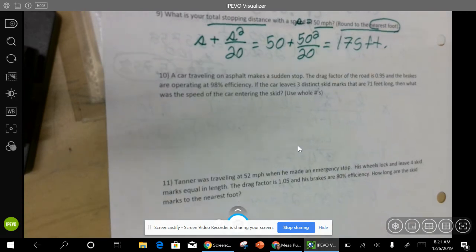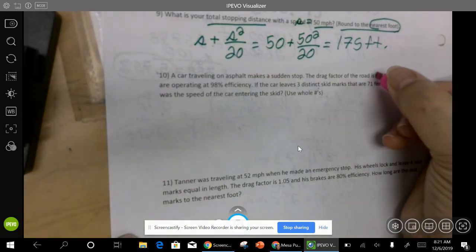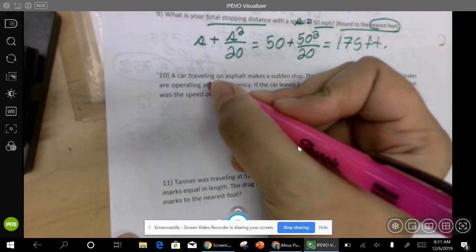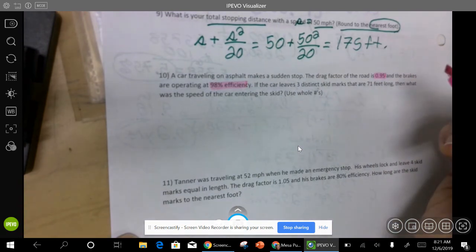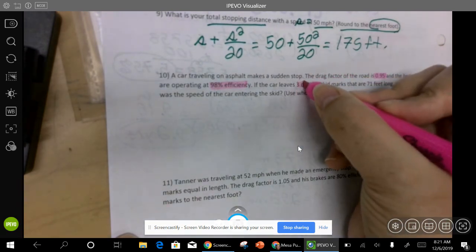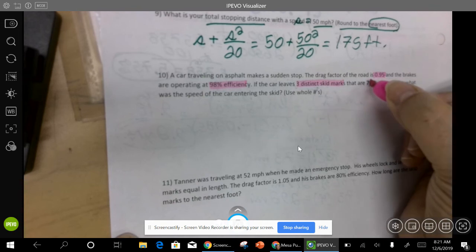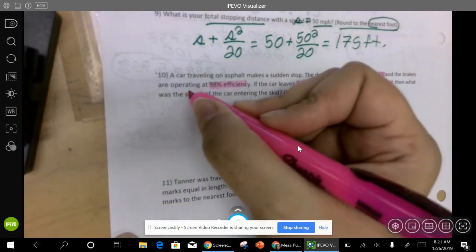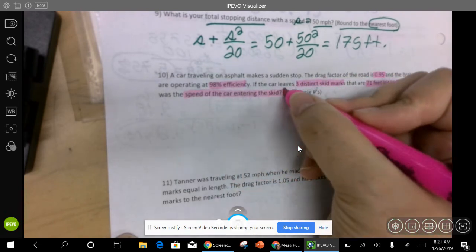Okay, so this one, everybody, we're going to be using our formulas. A car traveling on asphalt makes a sudden stop. The drag factor is 0.95 and the brakes operate at 98% efficiency. If it leaves 3 distinct skid marks that are 71 feet long, what's the speed of the car entering the skid?